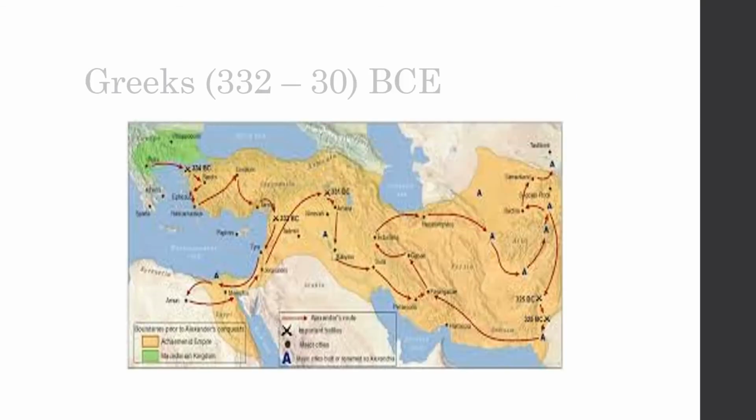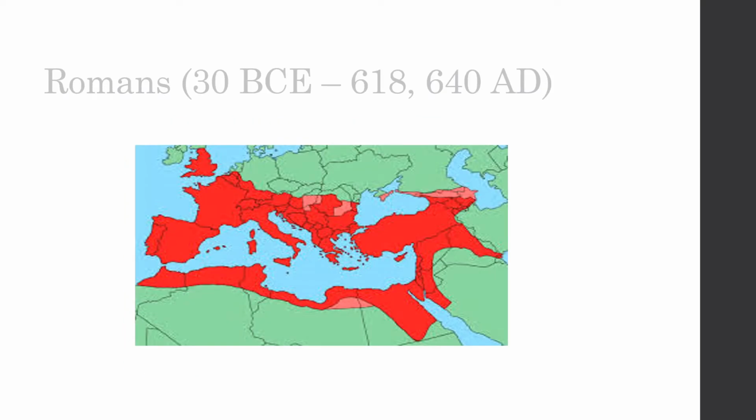And after that came the Greeks, who were led by Alexander the Great, who conquered the Persian Empire in 332 BC. And after his death, his empire was split, and one of his generals, named Ptolemy, took control of Egypt from 332 to 330 BCE. Until the Romans came and they conquered Egypt from 30 BC to 618 AD.